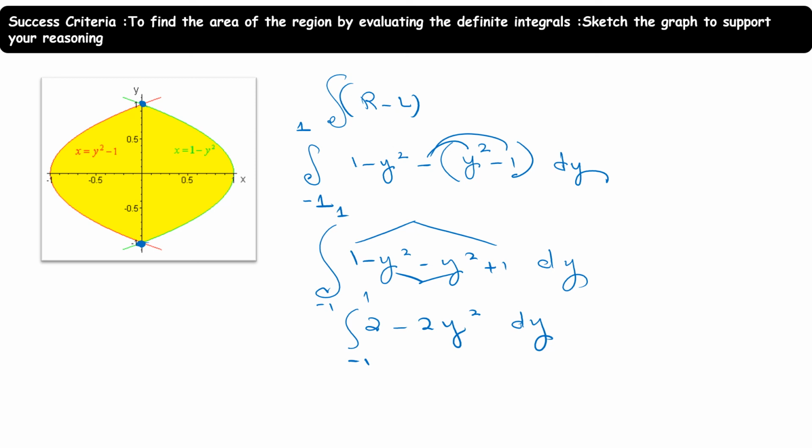Now apply the power rule normally. So the constant rule, add y, so you will get 2y, minus the power rule, add 1 in the power, so you will get 2y cube over 3 from -1 till +1. Now apply the limit. First of all, the upper limit and then the lower limit. It means wherever you have the y, first of all substitute by 1 and then substitute -1 for y.